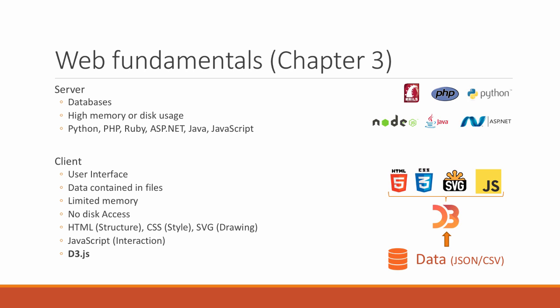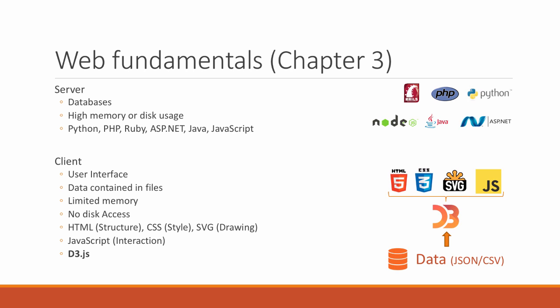Usually the building blocks for the client side are HTML to define the structure of your page, CSS to define how your page looks, the style, and SVG for drawing. We have other options for drawing as well, such as Canvas, but for our lab, SVG will be enough. And to provide interaction and manipulate the page, we need one language, and JavaScript is the language that you can use. You can only develop in the client using JavaScript at the moment.